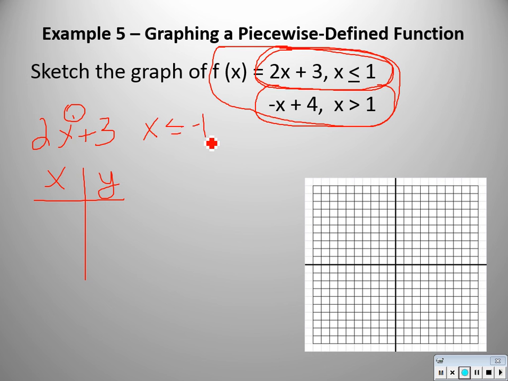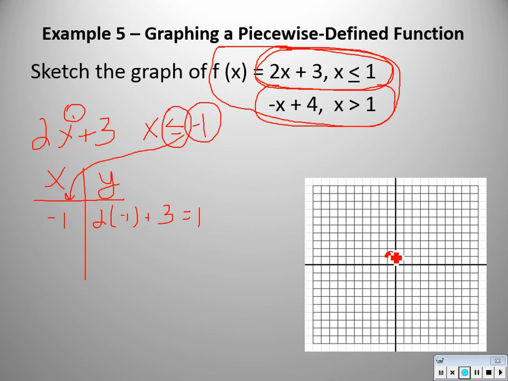The first point that I always want to put in my XY table is whatever this value is here. So I'm going to put this -1 in first. And when I do 2 times -1 plus 3, I get +1. That's one of the points that's going to go on the graph. And since in this particular instance x is less than or equal to -1, I'm going to put a closed circle on the graph. So I'm going to have a point that's going to go here, and it's going to be a closed circle because x is less than or equal to -1.